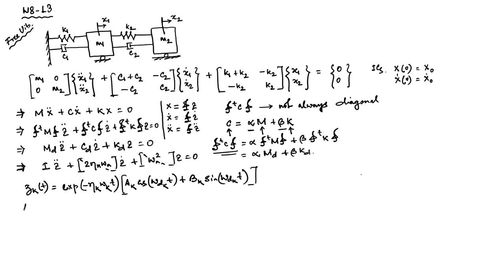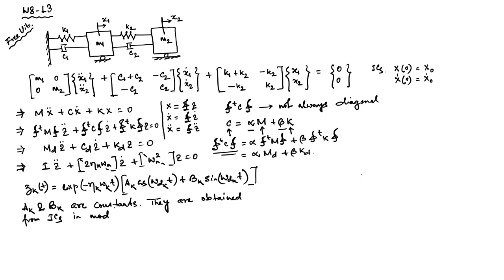So, a k and b k are constants, they are obtained from the initial conditions in modal coordinate.